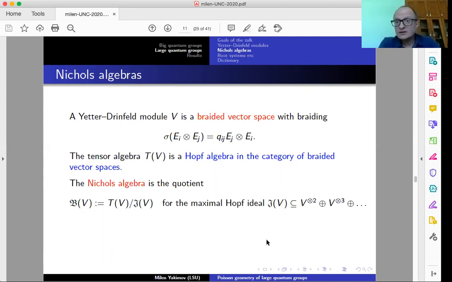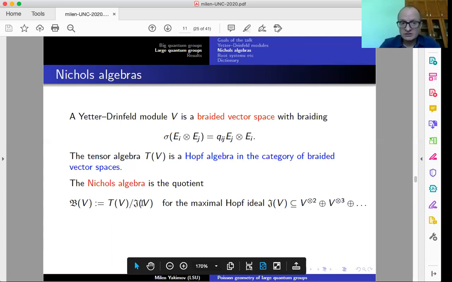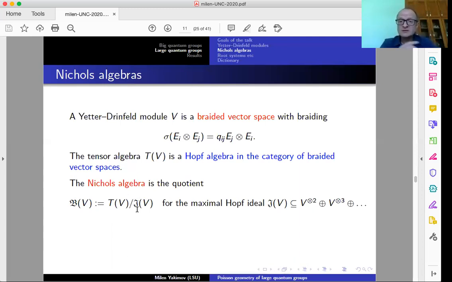Because it appears in this very intrinsic fashion, there are many ways of describing this ideal by some sort of general words. For instance, it can be described as the kernel of some bilinear form. It can be described as the kernel of some symmetrizing operators. So there are many different ways to describe this ideal corresponding to the Nichols algebra, but not explicitly, but rather in terms of general objects.